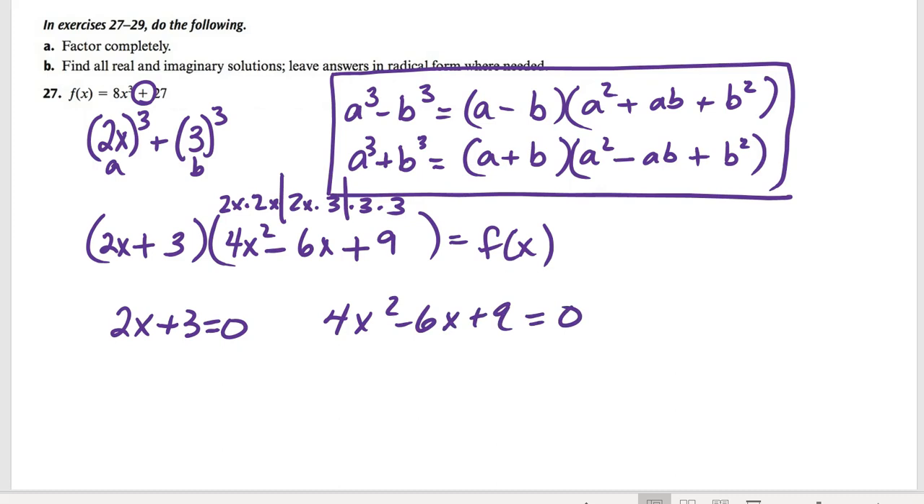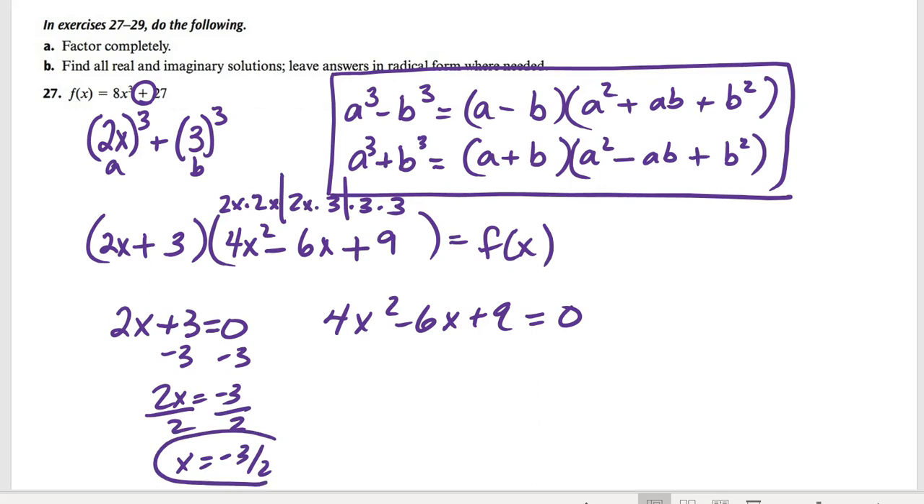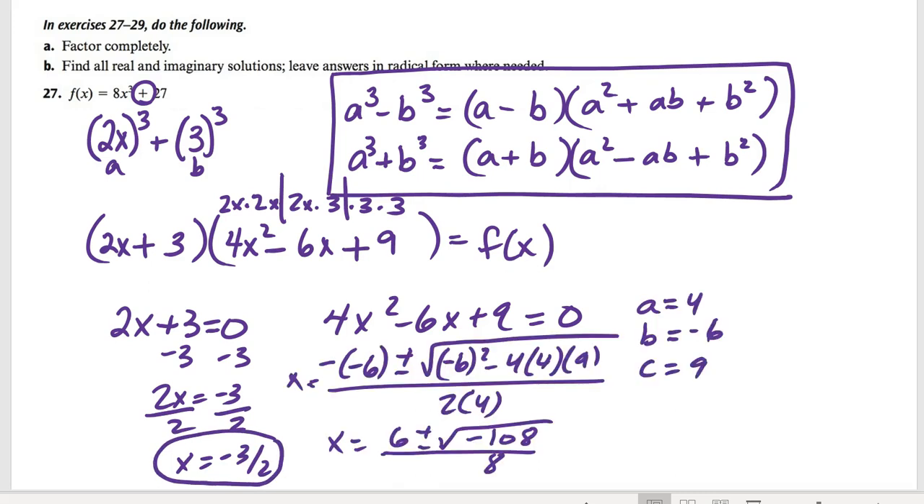So my first factor, 2x plus 3 is equal to 0. This one's pretty straightforward. I get x is equal to negative 3/2. Now I want to solve this quadratic. So I said that a is equal to 4, b is equal to negative 6, and c is equal to 9. And I use these in my quadratic formula.